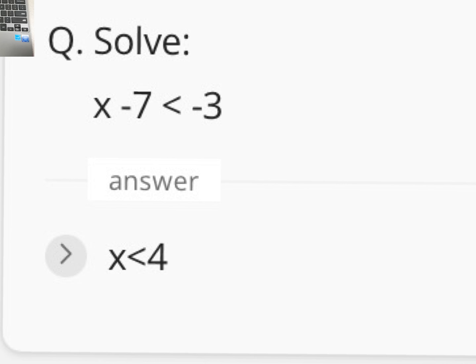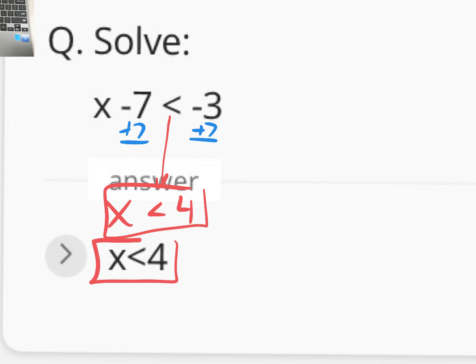Last question. We want to get x by itself. Simply add 7. X comes down. The inequality does not flip. It stays the same because I did not multiply or divide by a negative. I simply added 7 to both sides. And I got x is less than 4. Type that in exactly the way it is with no spaces between your terms, and you'll get full credit there.